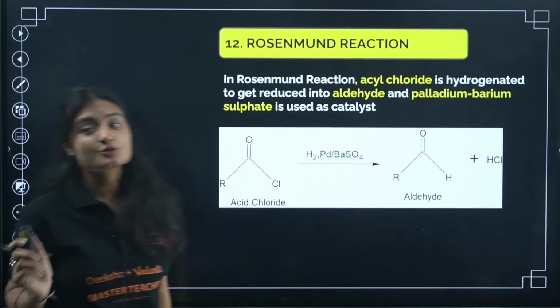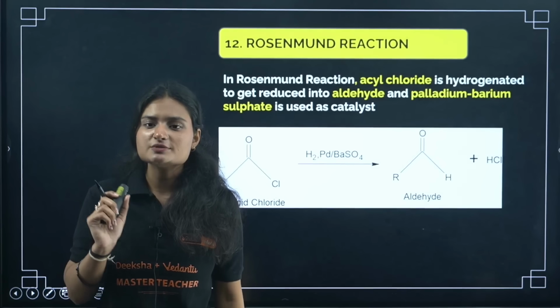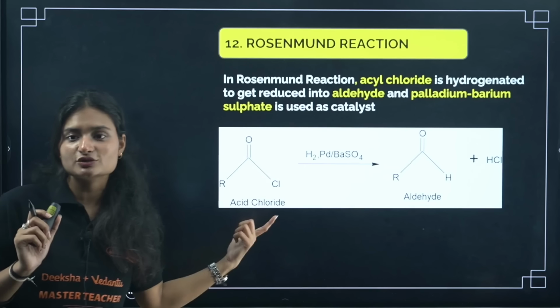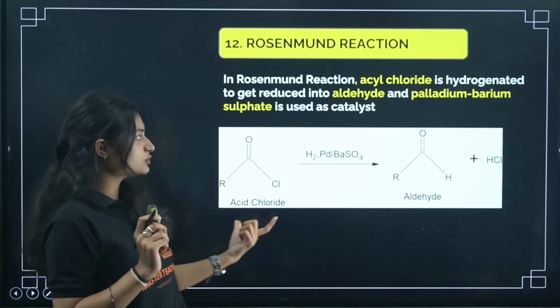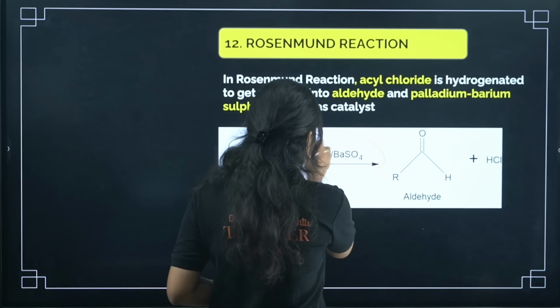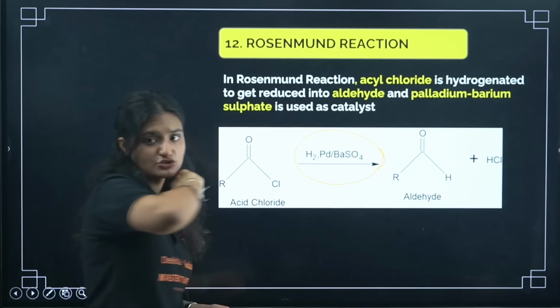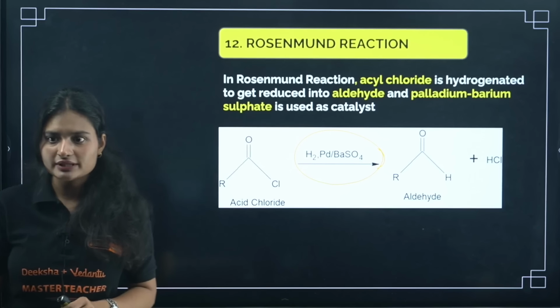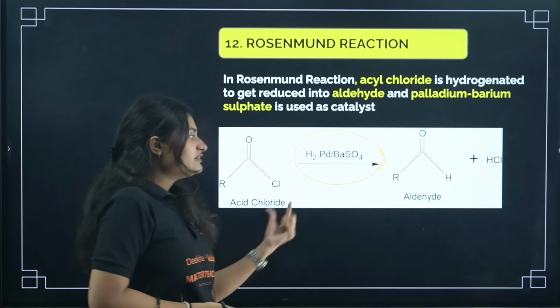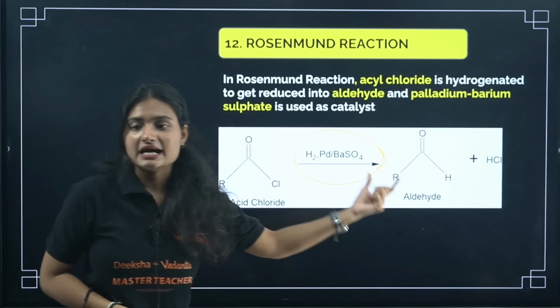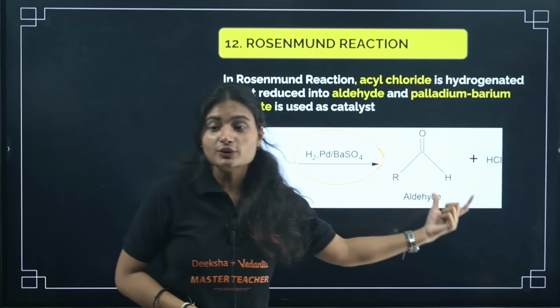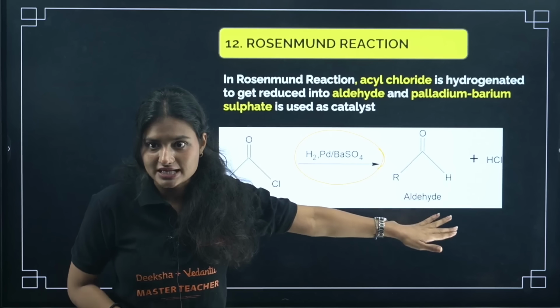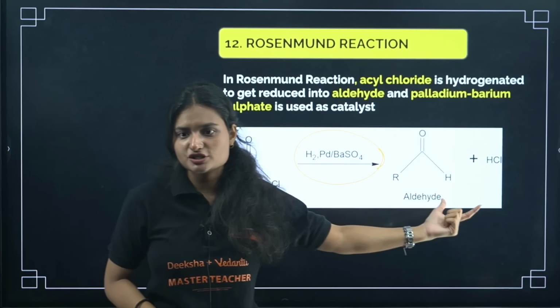Okay, the next reaction is Rosenmund reduction. This is Rosenmund reduction, very simple. Any acid chloride, when you treat it with hydrogen in the presence of palladium and BaSO4, or nickel also, acid chloride will get converted into aldehyde. What is happening here? Addition of hydrogen means reduction is happening, right?